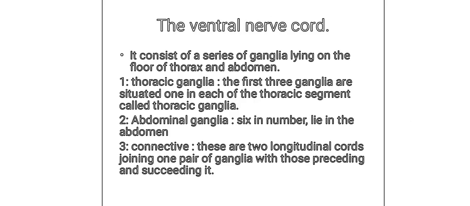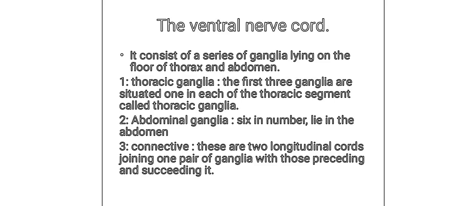Further, the ventral nerve cord comprises ganglia, and it comes under the central nervous system. It comprises ganglia lying on the floor of the thorax as well as the abdomen. I have talked about these ganglia: 3 in the thoracic region and 6 in the abdominal section.